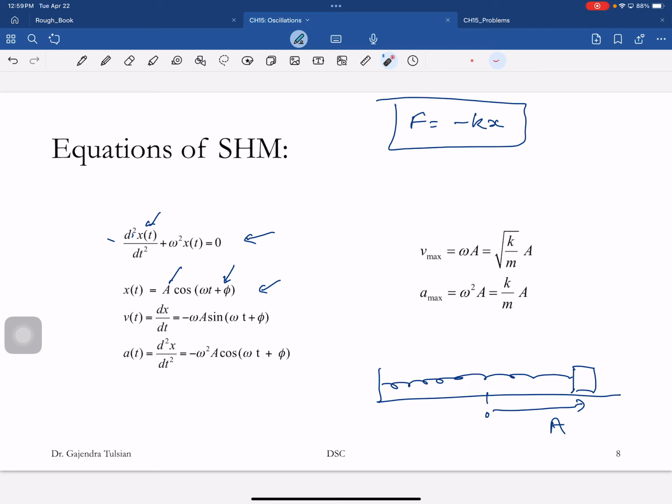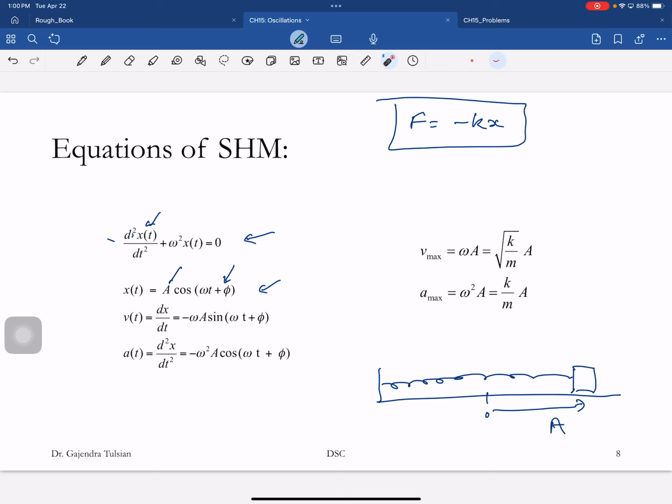When it's going in that direction, the velocity is negative. When it's going in that direction, the velocity is positive, and so the sign will tell you. When it's going to the left, the velocity will be negative, and when it's going to the right, the velocity will be positive.